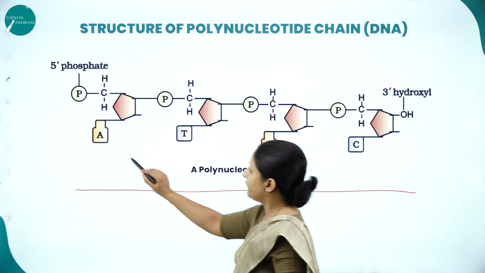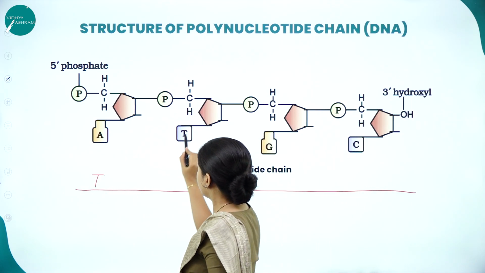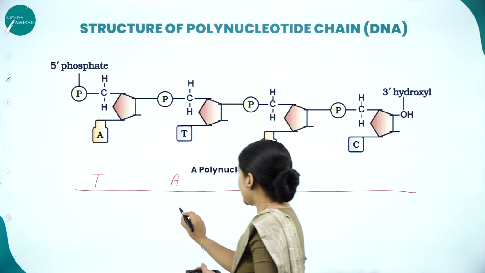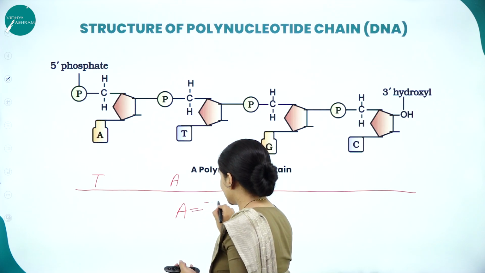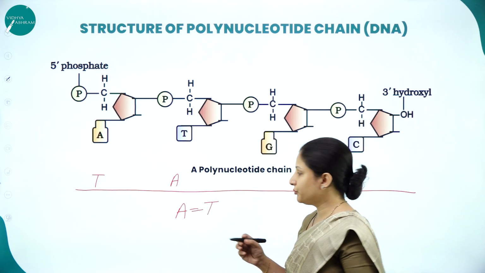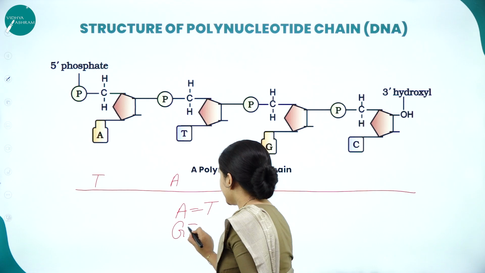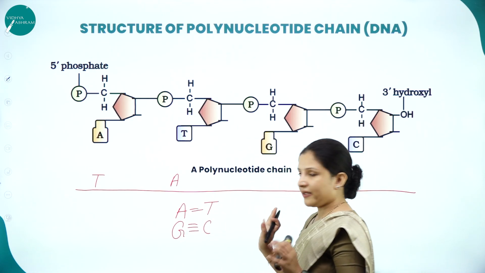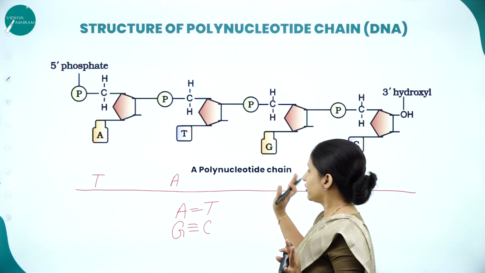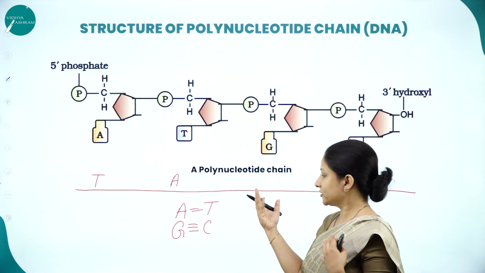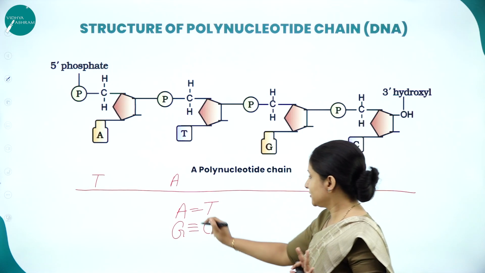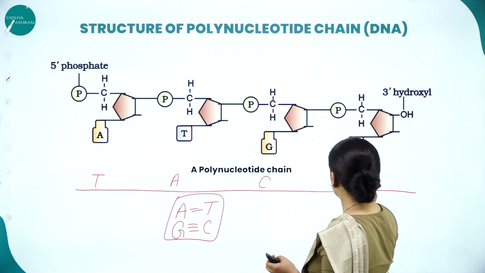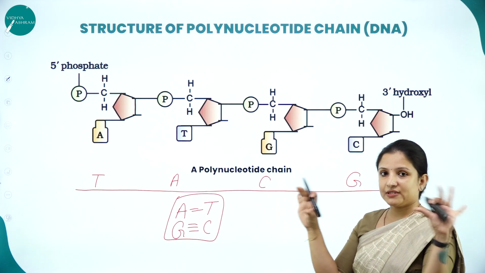But here, because it is A, it will be T. Because it is T, it will be A, because we know that adenine always base pairs with thymine with a double hydrogen bond, and guanine always base pairs with cytosine with a triple hydrogen bond. Adenine cannot base pair with cytosine, guanine cannot base pair with thymine. So this is the rule of the DNA. This is how they base pair. So here, therefore, it will be C. Here it will be G, because it is a double stranded structure.